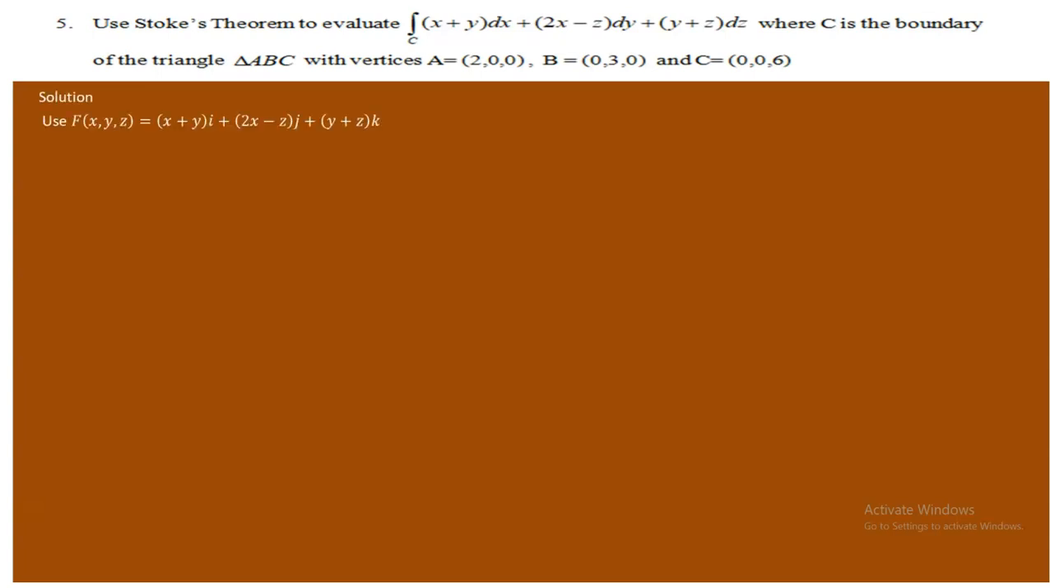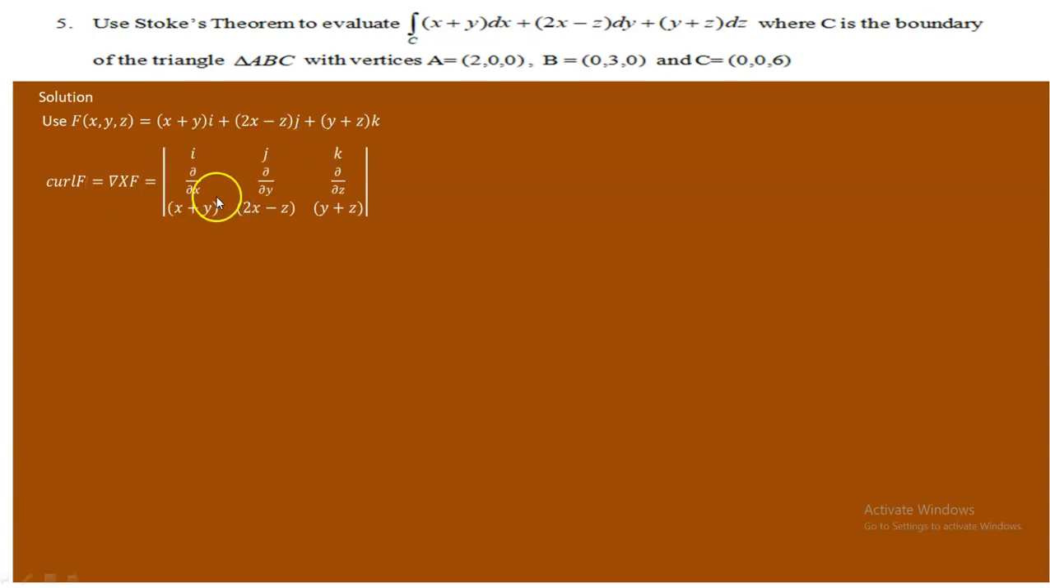So what we need to do is, the given vector is, you see, x plus y i plus 2x minus z j plus y plus z k. Okay, it's already available here. So what comes next is, look, we need to use Stoke's theorem. Stoke's theorem associates this line integral with surface integral, and we need to take the curl of f. The curl of f is the cross product of the del operator, the nabla operator, with f.